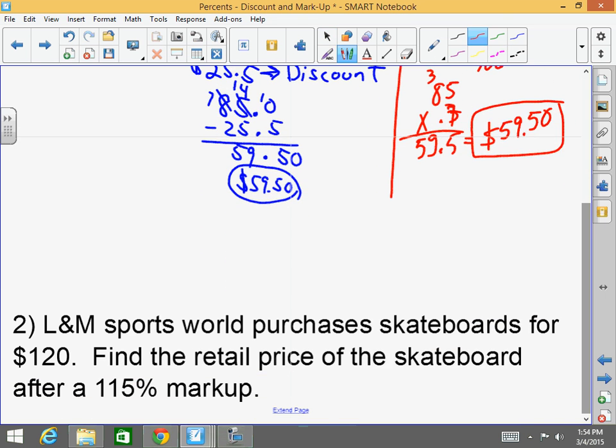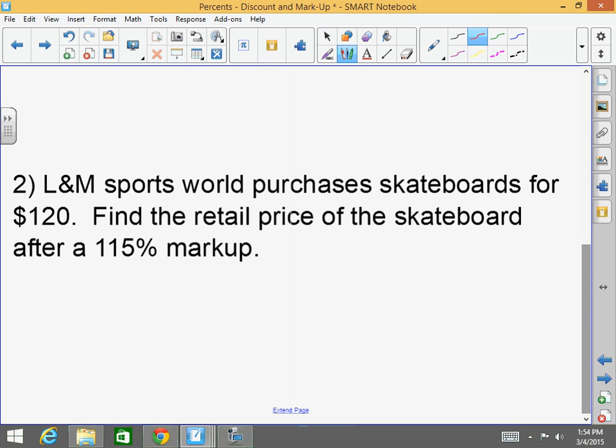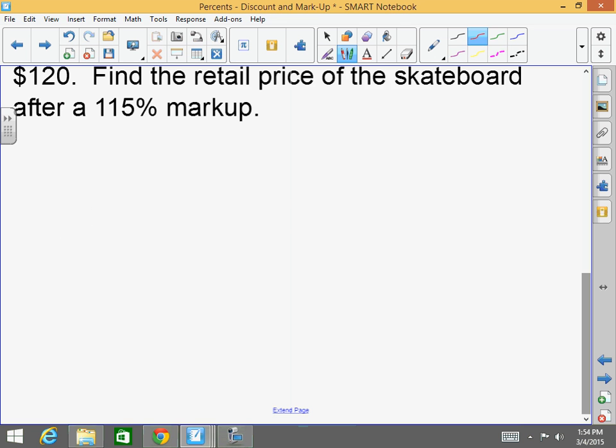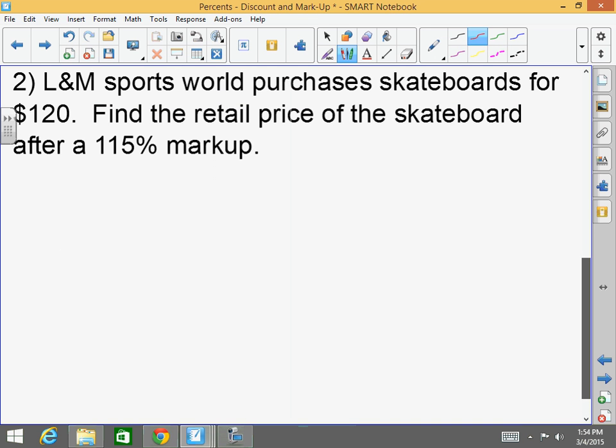Next, L&M Sports World purchases skateboards for $120. Find the retail price of the skateboard after a 115% markup. Okay, 2 methods as always. Let's do the first method.